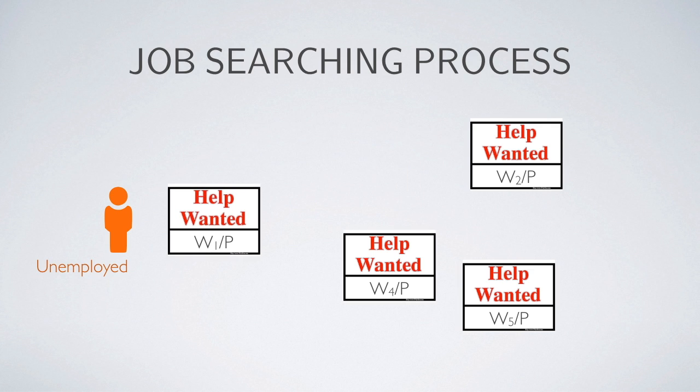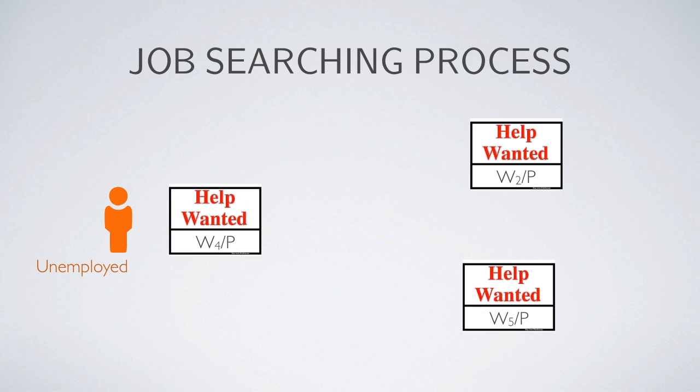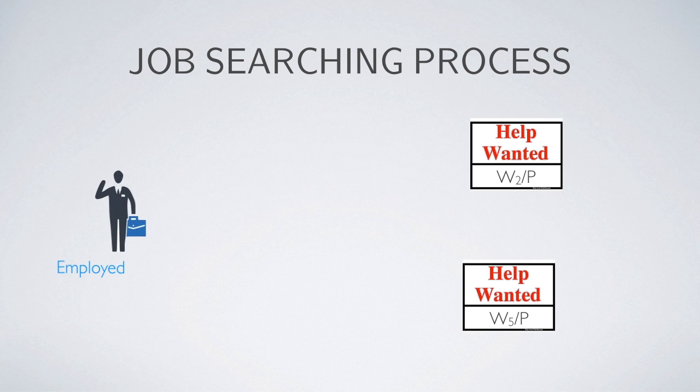Then occasionally he bumps into another possible job offer. This job offered him the wage rate W1 over P. And then he probably would still think the wage rate is too low and he still rejects the job. And then the searching process continues and he bumps into another possible job offer that offers a wage rate W4 over P. And finally he would say that, okay, I accept the job. So in this case, he turned his status from being unemployed to being employed.